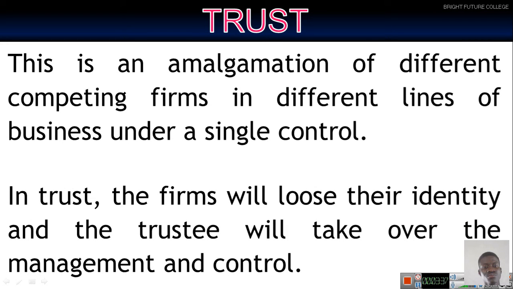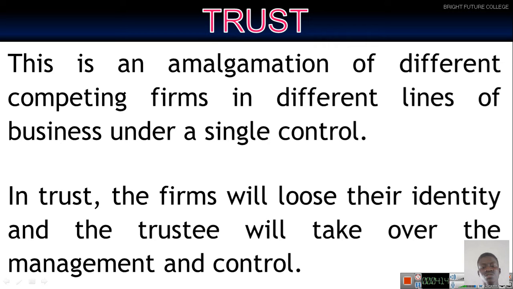The next form of industrial combination that we have is trust. A trust is an amalgamation of different competing firms in different lines of business under a single control. We can look at an industry that makes shoes. A company that makes shoes can form a trust by bringing a company that makes leather to join or integrate with a company that makes soles, and also with a company that designs. When all of these 3 companies come together, they form a trust.